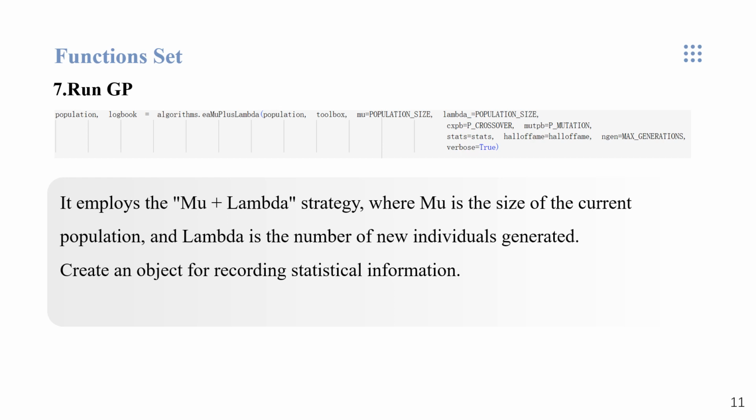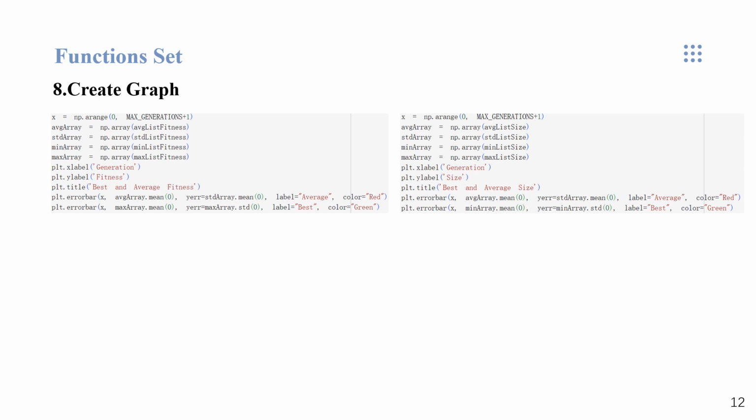I run the GP model. I use the mu plus lambda strategy, where mu is the size of the current population, and lambda is the number of new individuals generated. I create graphs to analyze the data.